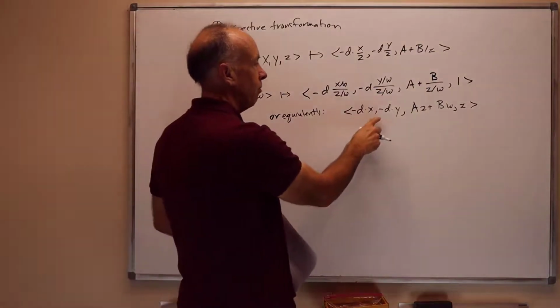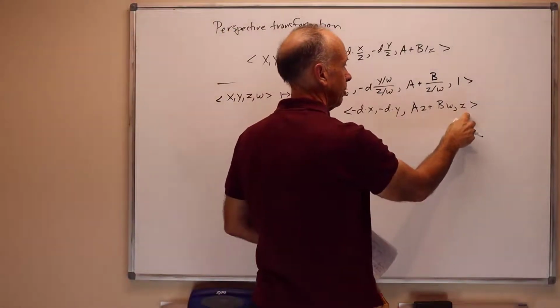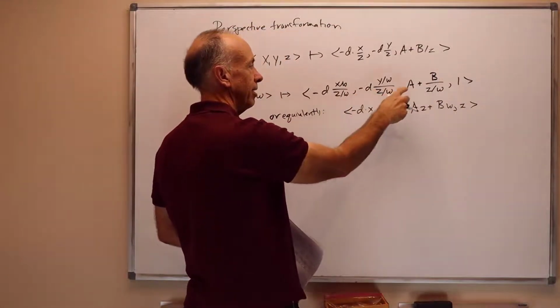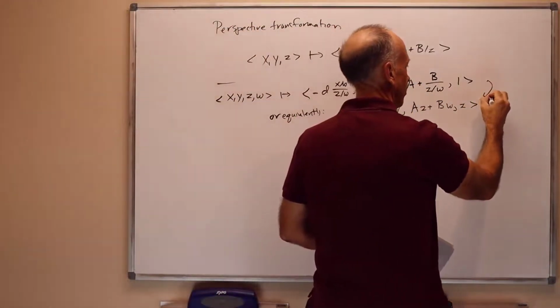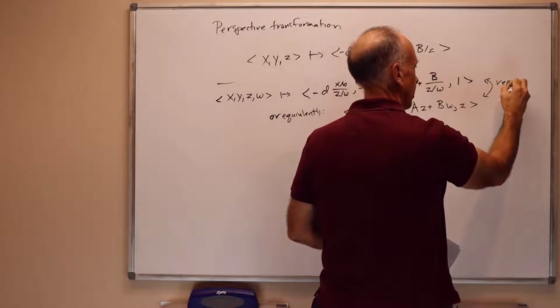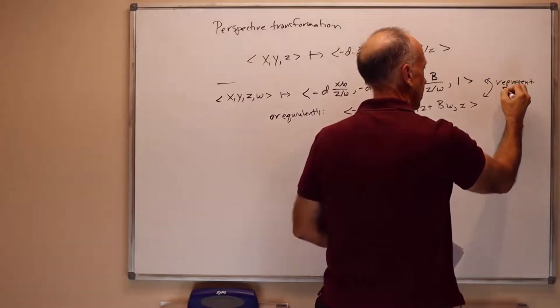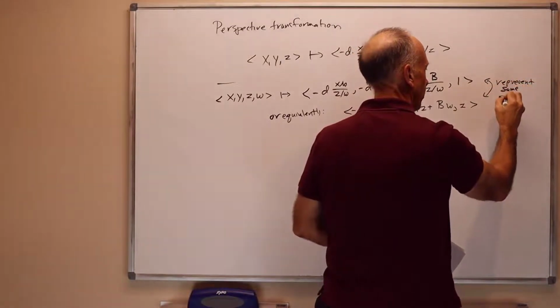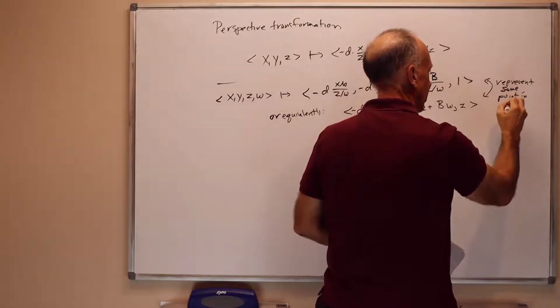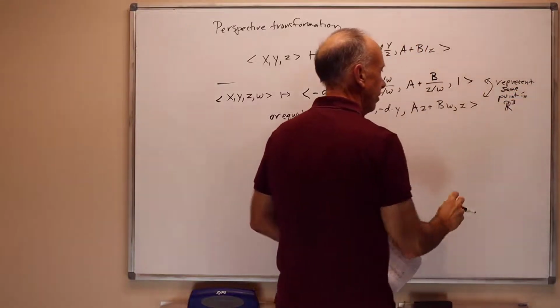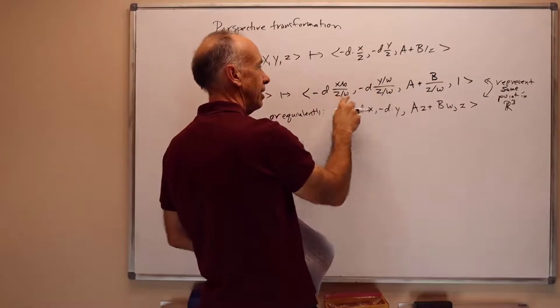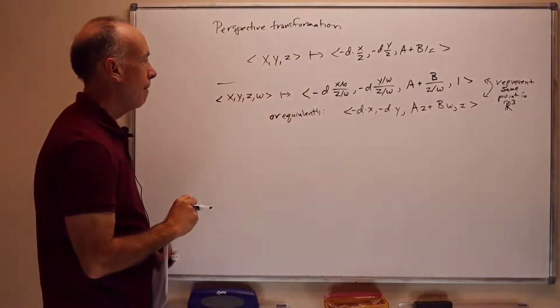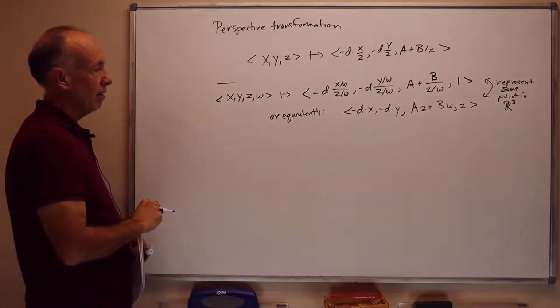So this 4-tuple is a homogeneous representation of the same point as this 4-tuple. These two represent the same point in R3, because when I divide through by z, I get exactly these values up here. And now we can give a 4x4 matrix for this.